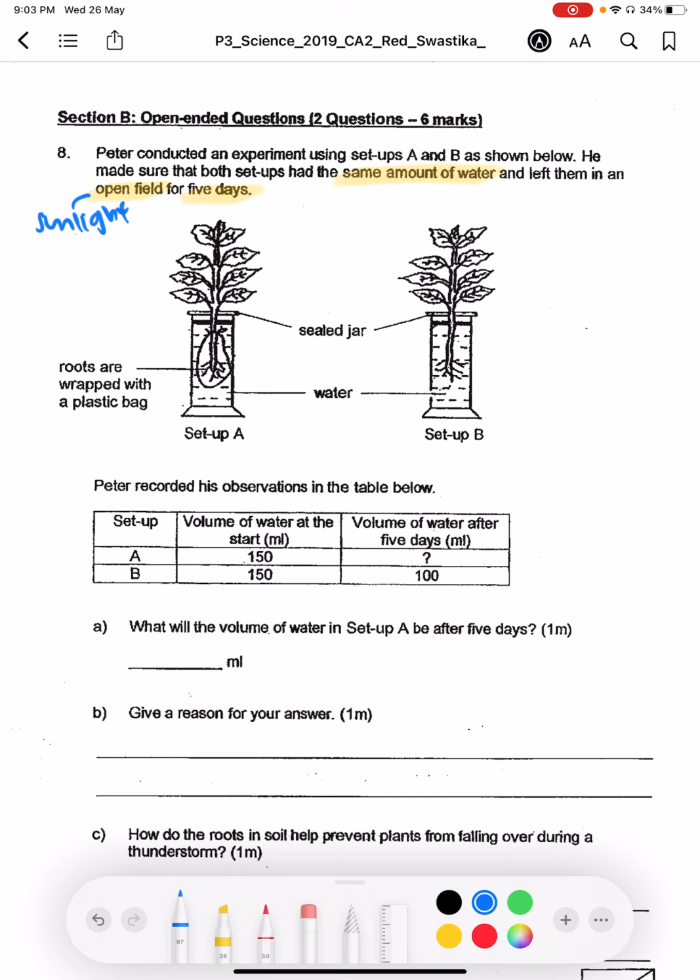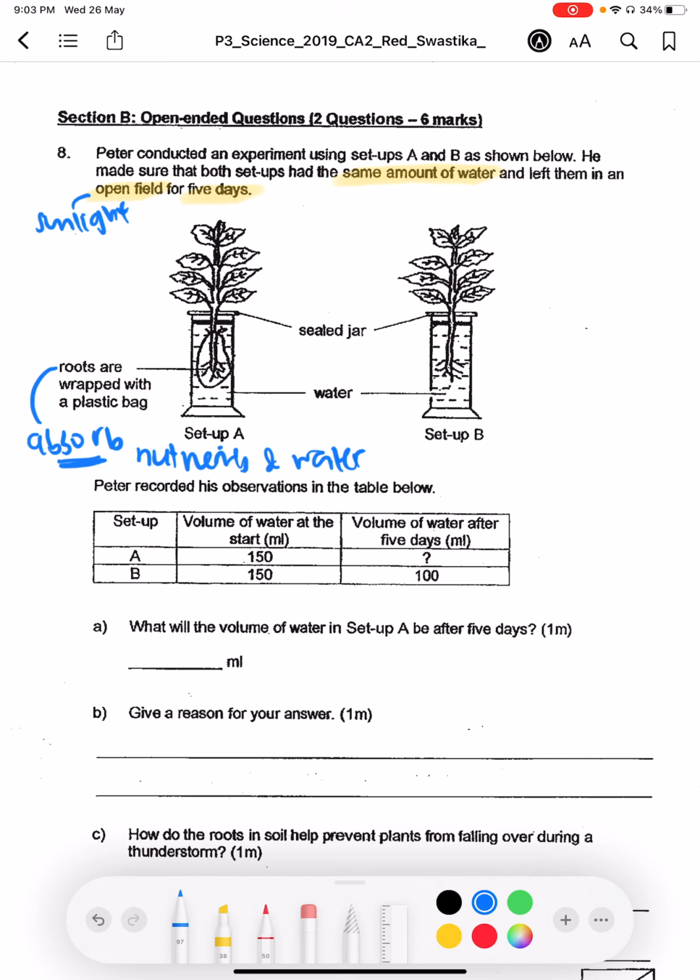So what is the function of the roots again? The function of the roots is to absorb nutrients and water, and allow these nutrients and water to be transported out by the stem of the plant to the rest of the parts of the plant. So the important function is to absorb nutrients and water.